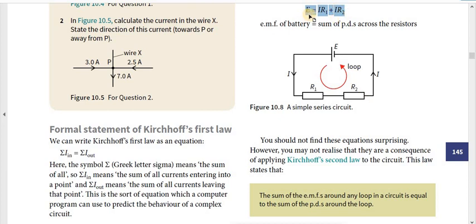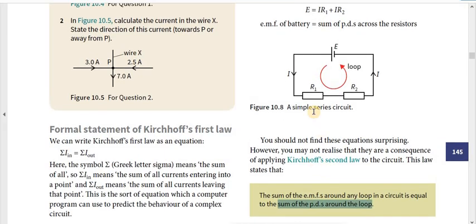So we can also write this as E equals V1 plus V2. And if you want to write it in terms of current and resistance, then it will be IR1 plus IR2. So that is the sum of the potential differences around the same loop. And that's what Kirchhoff's second law states.